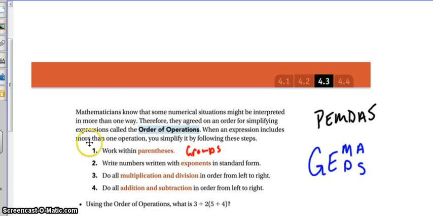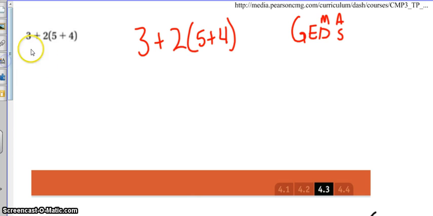So we're going to take the order of operations and apply it to this problem right here: 3 plus 2 times the quantity of 5 plus 4. I've taken that problem and rewritten it up here so it's easier to work with, and then I'm going to apply the order of operations to it. What we like to do in our math class is to make you underline the part of the order that you're doing at that time. And we do it 1 step at a time to make sure that we don't overlook anything.